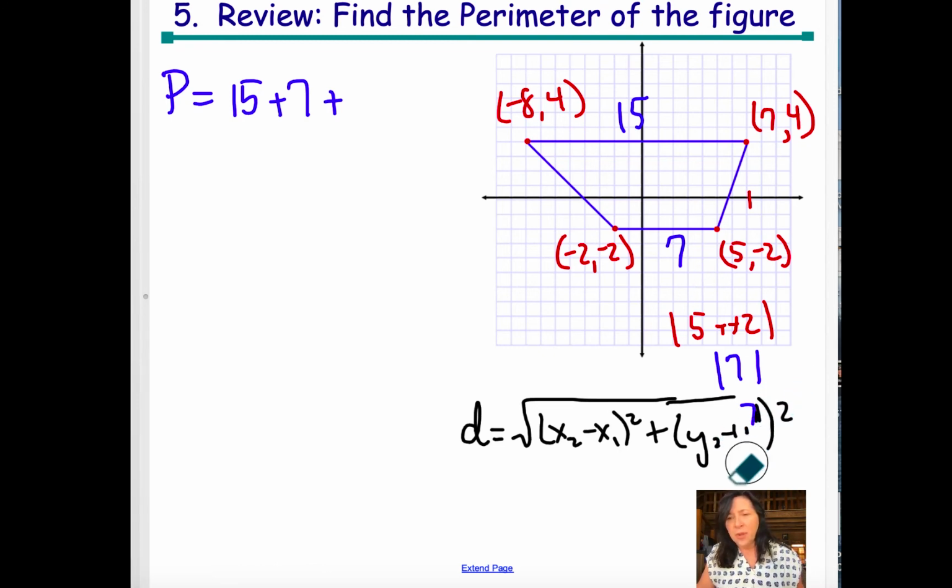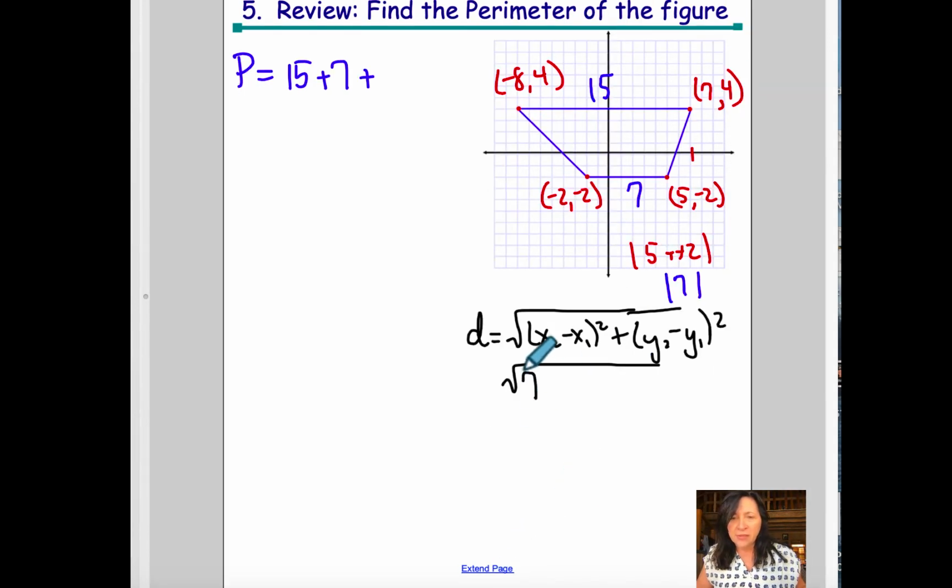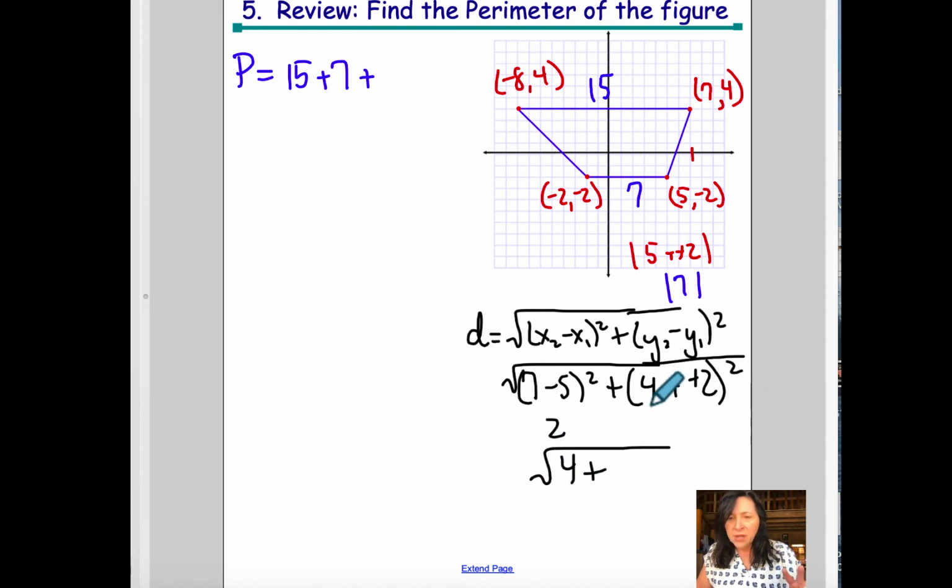Whoops. And so in order to do that, subtract my y's, minus y1, and then square that value, right? You would go 7 minus 5, and then square that. So let's just do it. We have the square root of, I'm going to make more room here, 7 minus 5, square that, plus 4 minus negative 2, square that. So 7 minus 5 is 2. 2 squared is 4. So that's under the root, plus 4 plus 2 is 6. 6 squared is 36. So this length is the square root of 40.